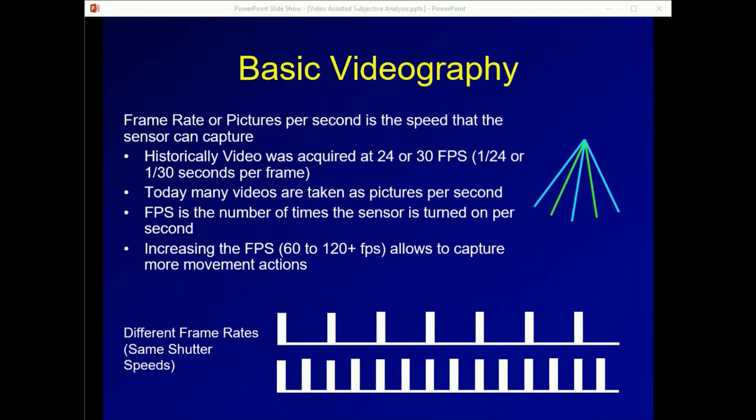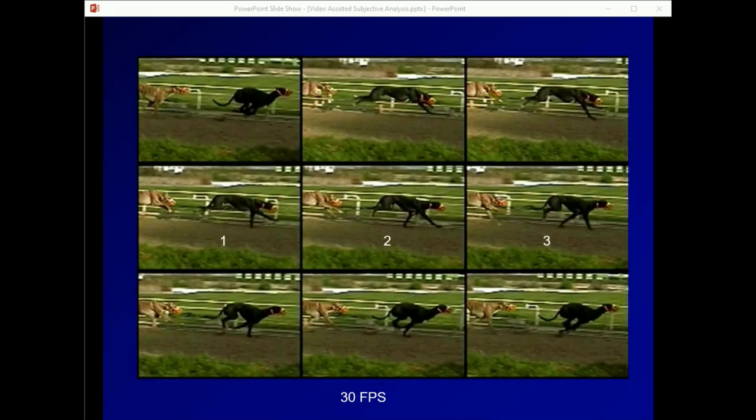The frame rate, or pictures per second, is the rate that the sensor can capture images. Historically, video was acquired at 24 or 30 frames per second, 1/24th or 1/30th seconds per frame. Today, many videos are taken as pictures per second. FPS is the number of times the sensor is turned on per second. Increasing the FPS, 60 up to above 120 frames per second, allows us to capture more movement actions. This slide shows a sequence of images or pictures taken from a video captured at 30 frames per second.